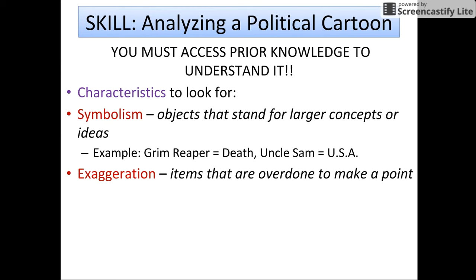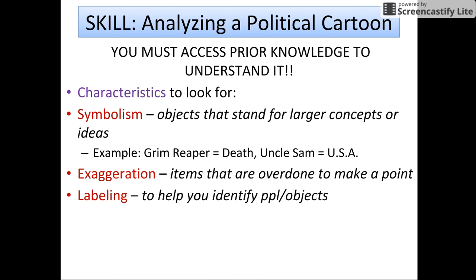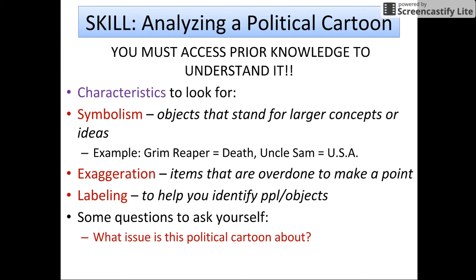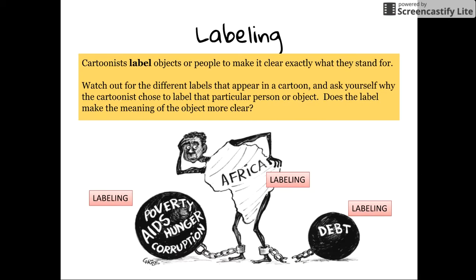Oftentimes, it's people's physical appearance, like big hair or big ears or big lips. Labeling is to identify people and objects within the cartoon that the cartoonist wants to make extremely clear to the reader. Some questions you want to ask yourself while you're analyzing a political cartoon: What is the issue that the political cartoon is talking about? And what is the cartoonist's point of view or opinion? All political cartoons provide bias, and they show you an exact claim, thesis, idea or argument that the cartoonist would like to make.